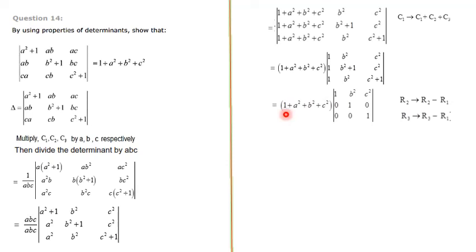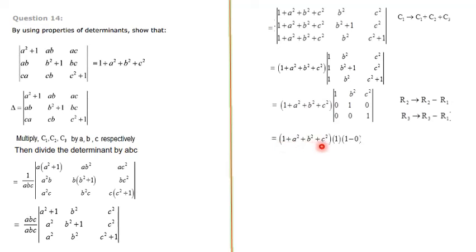Go for the calculation, that is 1 plus a square plus b square plus c square into, first row remains the same: 1, b square, c square. Here R2 is changing, R2 minus R1. So 1 minus 1, that is 0. B square plus 1 minus b square, that is 1. Then c square minus c square, that is 0. Next R3 changes to R3 minus R1. So again 1 minus 1, that is 0. B square minus b square, 0. C square plus 1 minus c square, that is 1. C square cancelled. So we can expand now.